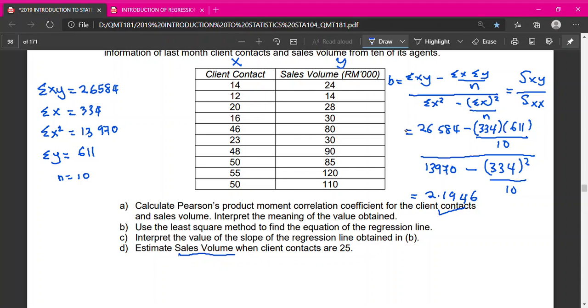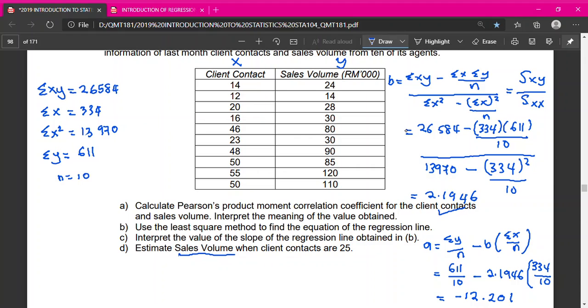So once we have the B, we can calculate the A. Saya buat kat sini lah ya, supaya nampak terus. So it is summation of Y divided by N minus B summation of X divided by N. So it is 611 divided by 10 minus 2.1946 times 334 divided by 10. So the answer is negative 12.201. I ambil 4 decimal places to have the accurate answer.